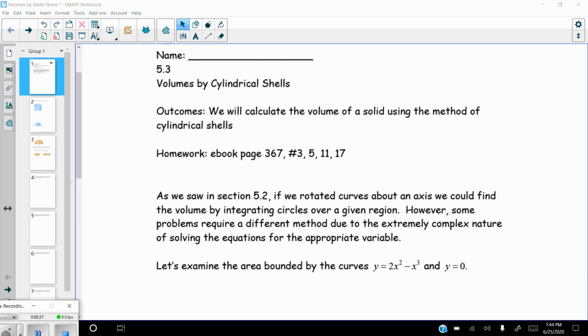So what I want to do is remind you what it looked like and what the concept was for the disc and washer method, and then we're going to jump into what the shell is and why we would use the shell method. We're going to take a look at a manipulative that's actually offered in your ebook here, but I want to show you what that looks like, and hopefully this will bring back some memories.